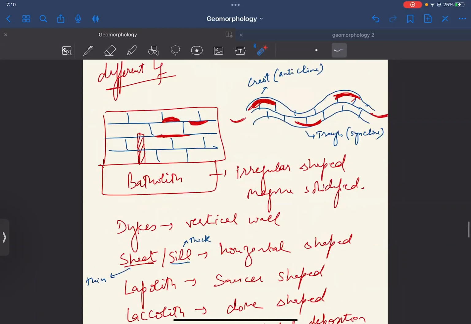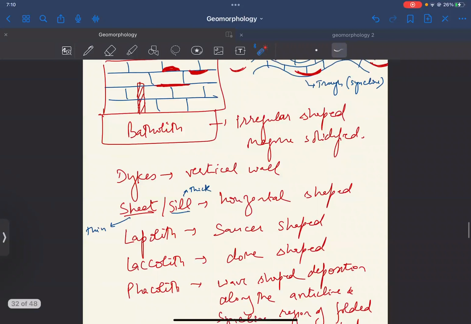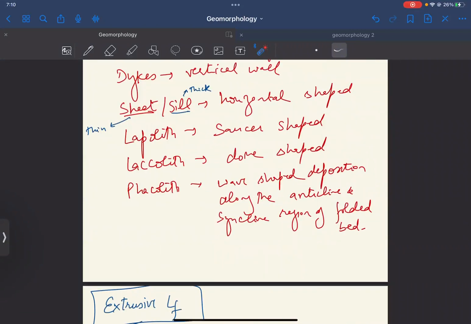Internal-wise, batholith is nothing but irregular shaped solidified magma found beneath the surface of the earth. Secondly, vertical walls are known as dikes. Horizontal shapes are known as sheet if the thickness is thin. If it is thick, then it is known as sill.